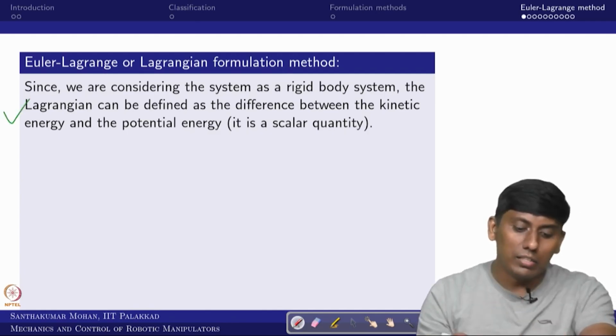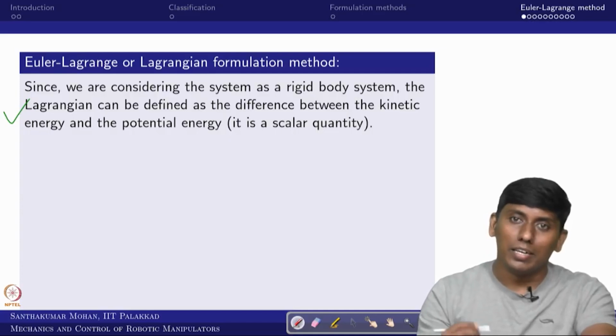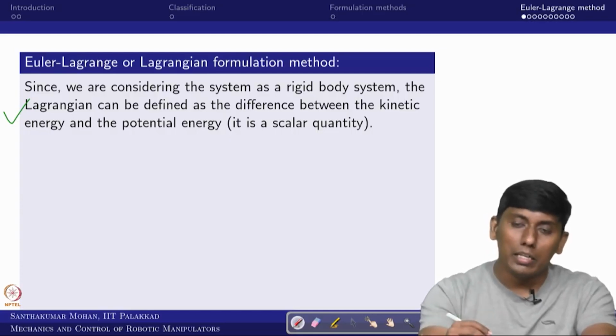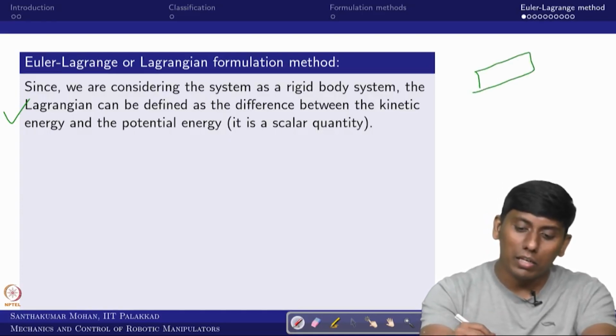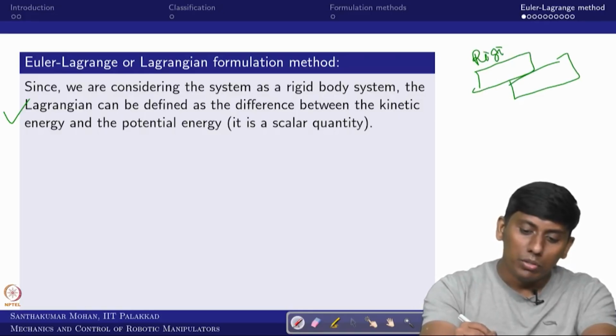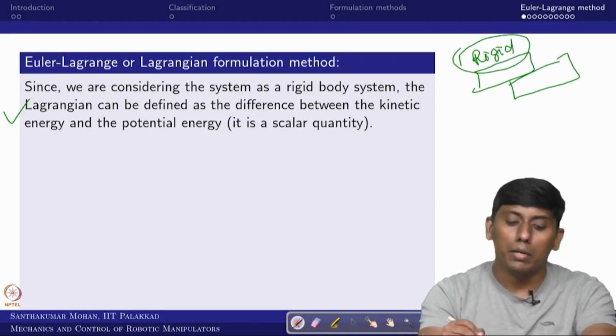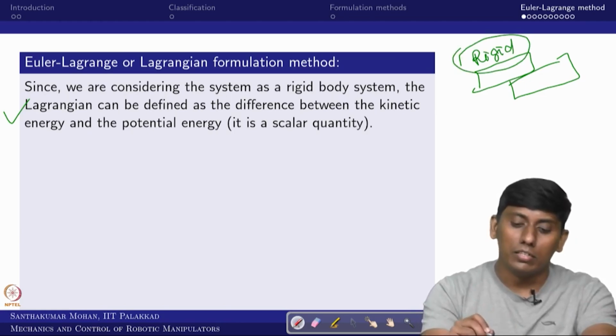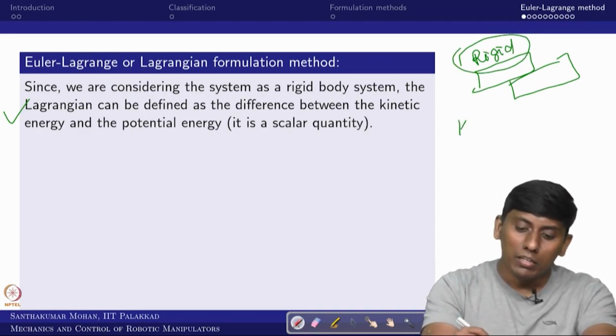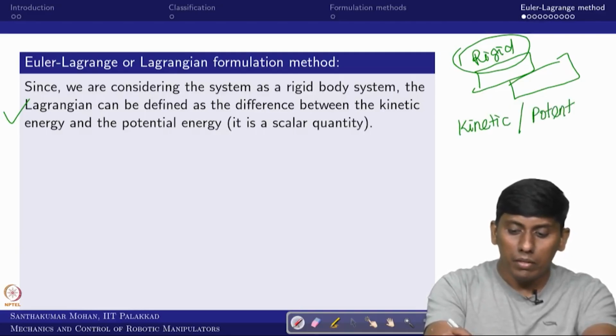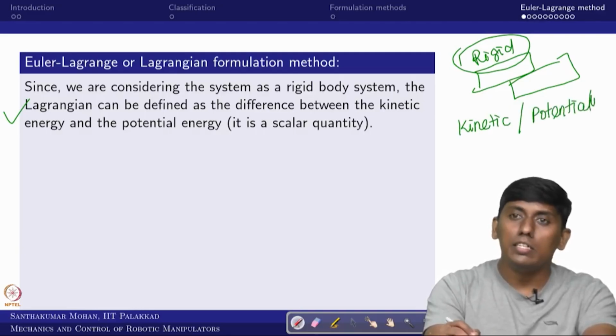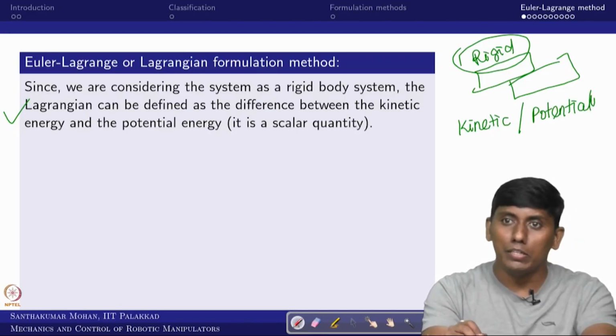So Euler Lagrange, as I already mentioned, is an energy based approach, but in the beginning of the lecture itself I said that in this particular course we are talking only about rigid bodies. So in the sense we are talking about rigid body dynamics. Since the system is rigid, what energies would be there? Only two kinds of energies would be there. One is kinetic, the other one is potential. Okay. So if there is any difference between these two energies, then a motion exists.